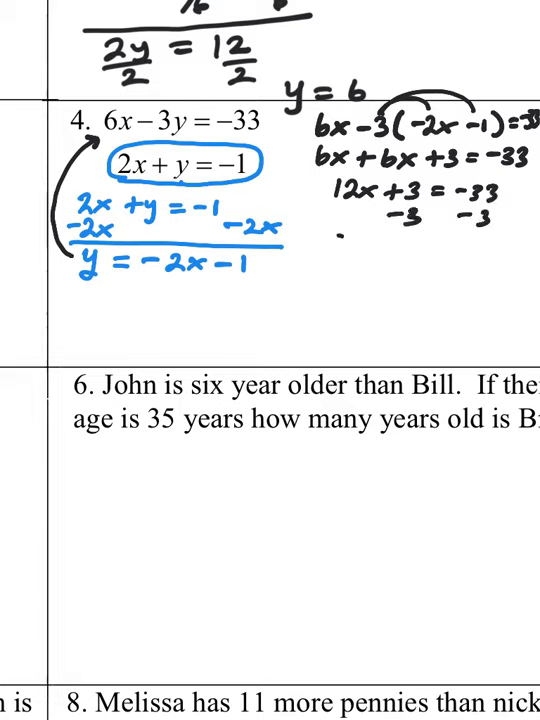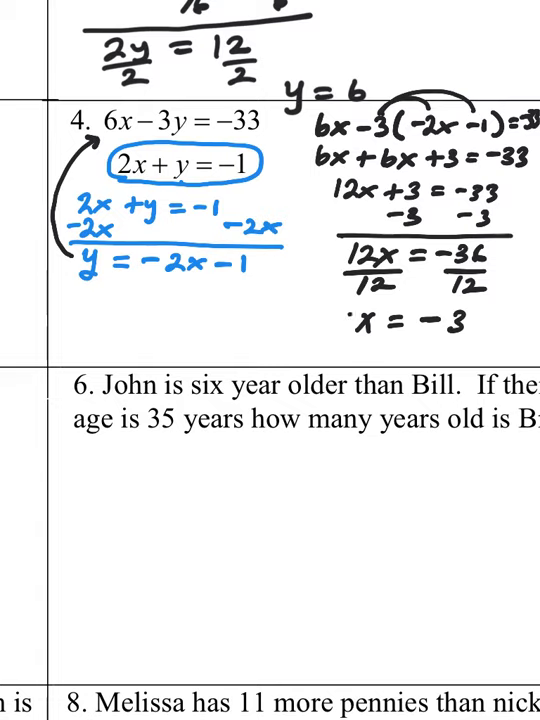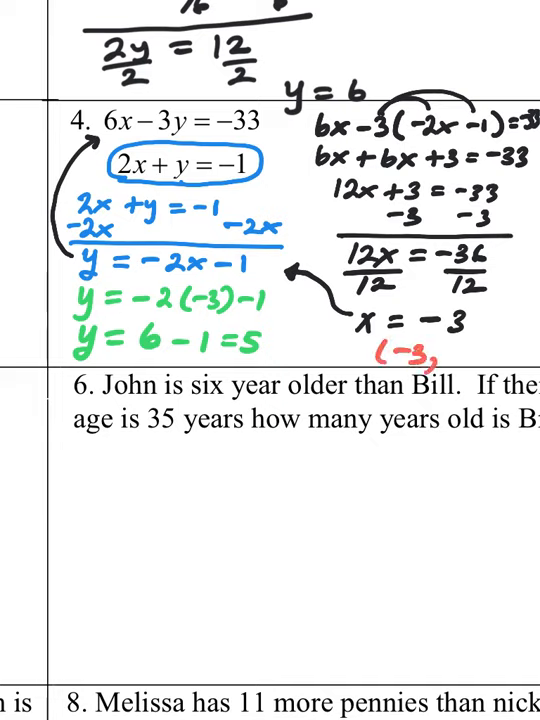Subtract 3 from both sides. So you have 12x equals negative 36, divided by 12. So x equals negative 3. So now we're going to substitute x into this equation here to find y. So we have y equals negative 2 times negative 3 minus 1. So we have y equals 6 minus 1, because negative 2 times negative 3 gives you 6. 6 minus 1 gives you 5. So the solution is (negative 3, 5).